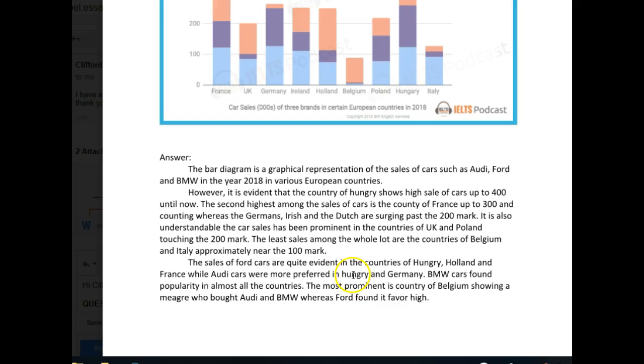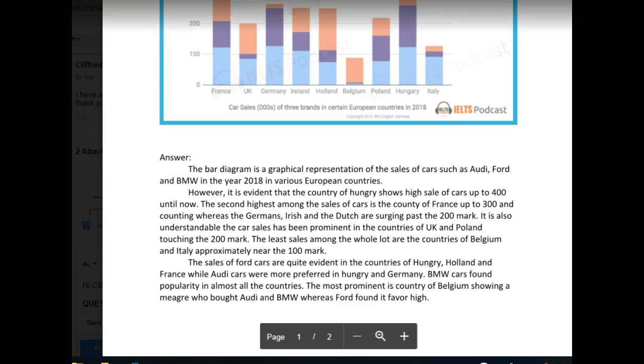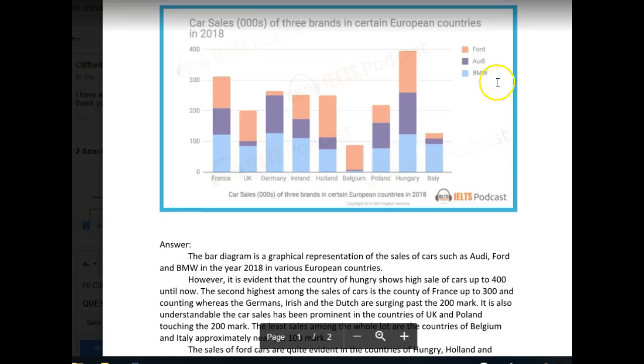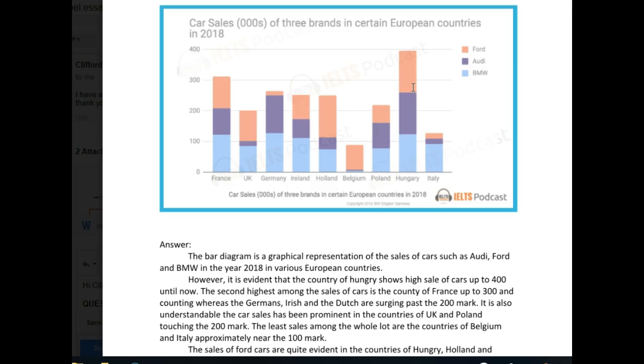Now, why are you talking about Audi here? Because you just said that Ford was really popular in Hungary. So I see why. Because essentially Hungary has an equal distribution of car preference. Okay? So that's the kind of thing that you really want to say.